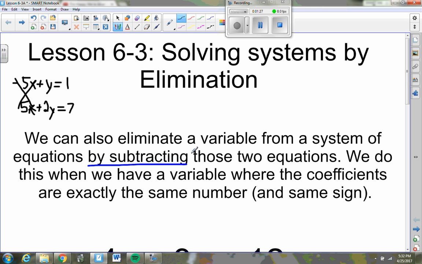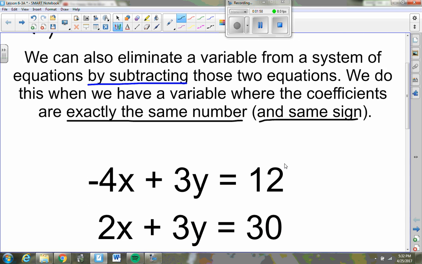Now, in this video, we're going to actually look at situations where we have a variable where the coefficients are exactly the same number and the same sign. So not just that they're both 5s, but that they're both positive 5s, or that they're both negative 5s, or something like that. Okay? Positive or negative, they're both exactly the same number. They're both positive, they're both negative, they're both 4s on one of our variables. Okay? An example of this would be here.